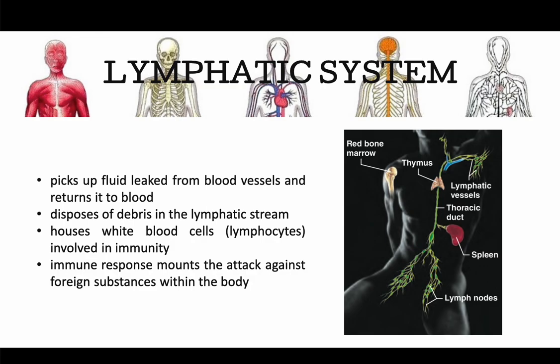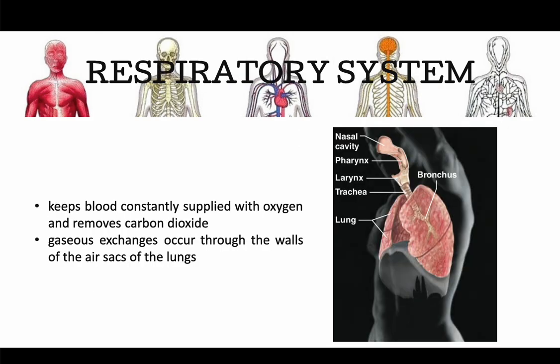So your lymphatic system is responsible for picking up fluid that leaks from the blood vessels and returns it to blood. It houses your white blood cells, your lymphocytes, which are involved in immunity. It also has the immune response that mounts an attack against foreign substances within the body. Your respiratory system, it's more of your lungs. They keep blood constantly supplied with oxygen and remove carbon dioxide. That's their goal. There is a gaseous exchange that occurs through the walls of the air sacs of the lungs.